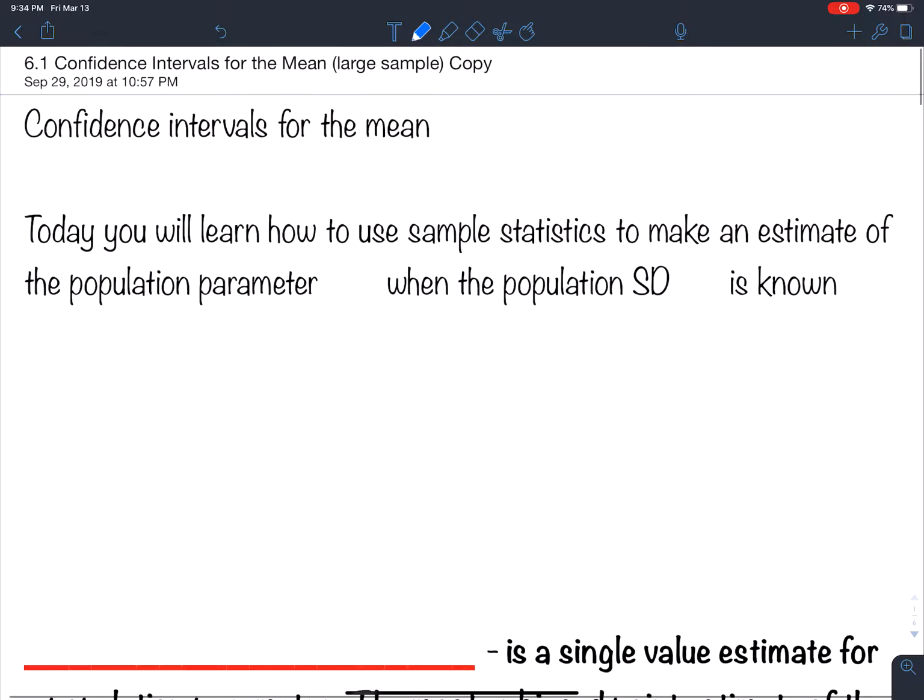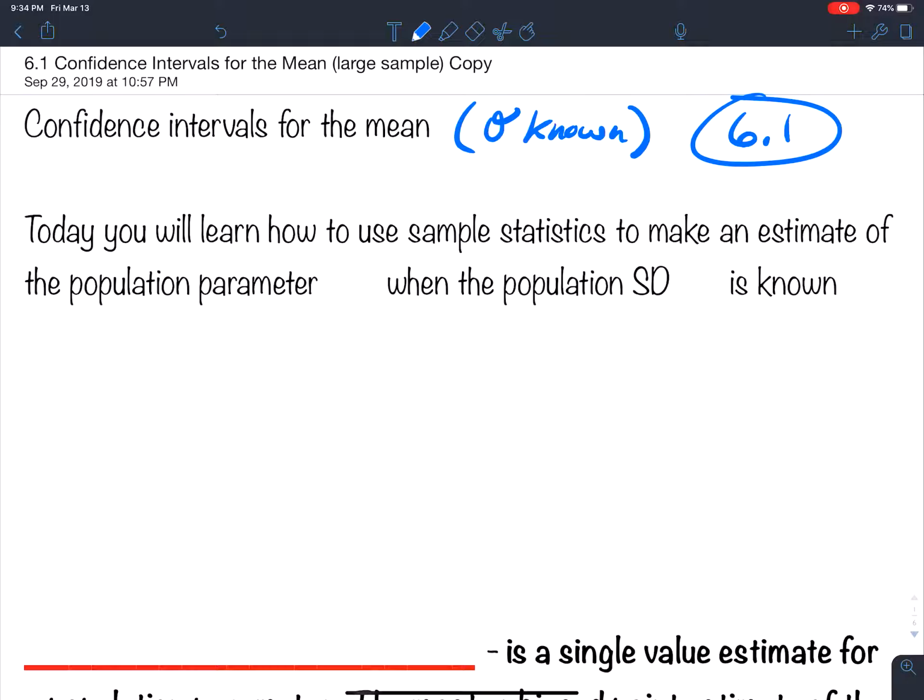All right. So 6.1, confidence intervals for the mean. For large samples, this is for sigma known. So this is section 6.1 in your notes and your homework. Confidence intervals for the mean with sigma known. Today you'll learn how to use sample statistics to make an estimate of the population parameter mu, when the population standard deviation sigma is known.